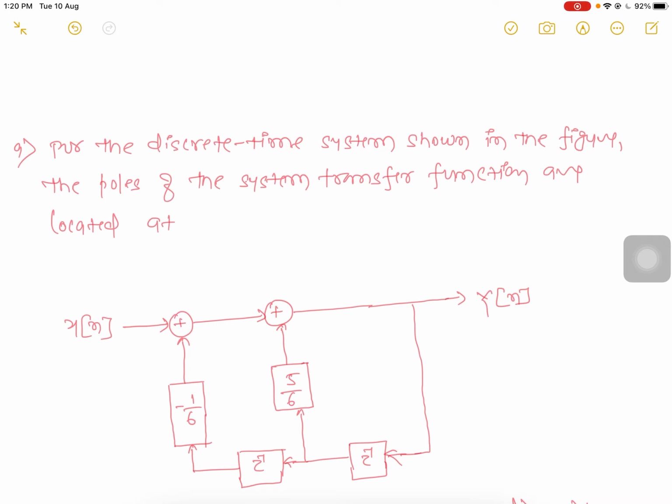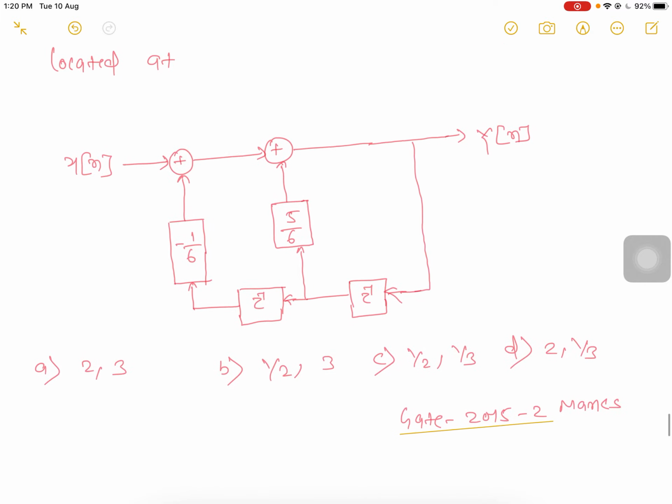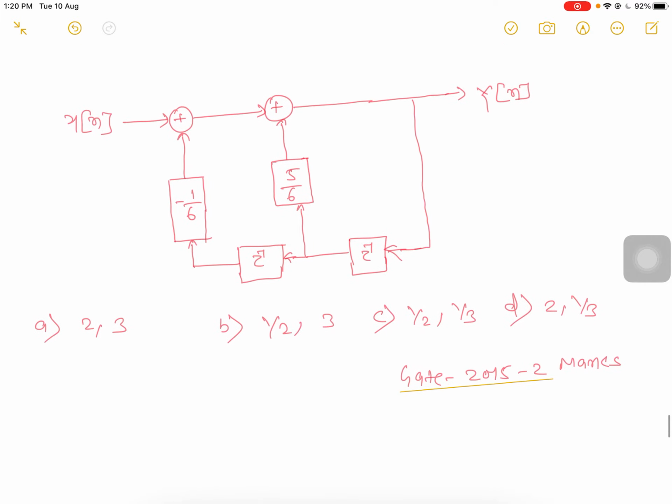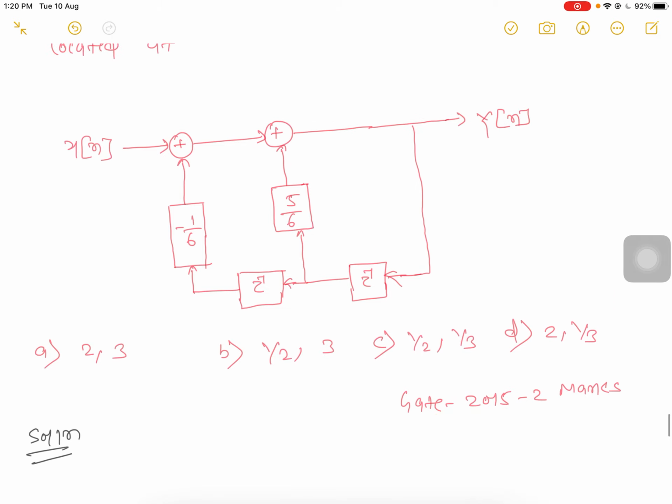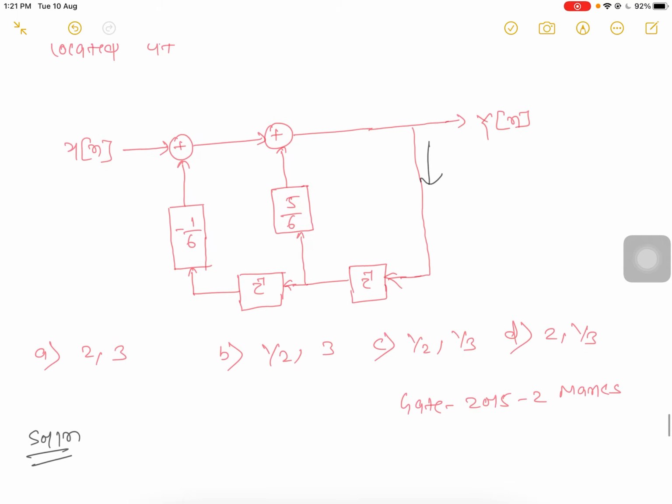Now comes to the next question. For the discrete time system shown in the figure, the poles of the system transfer function are located at. Here is what is given; we have to find out the transfer function and then find the poles. Solution. Let us consider the input x[n] and y1 coming here. y1 is given from here and y1 is also given here.